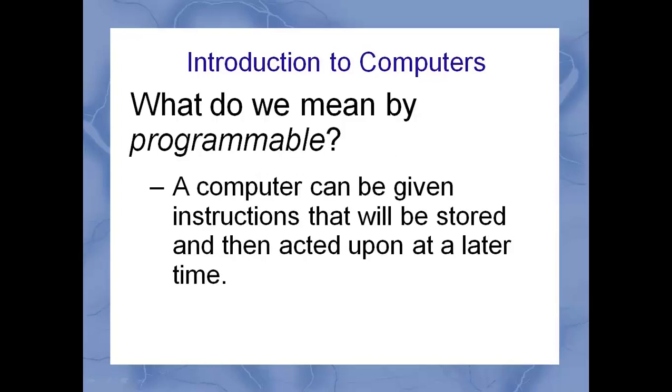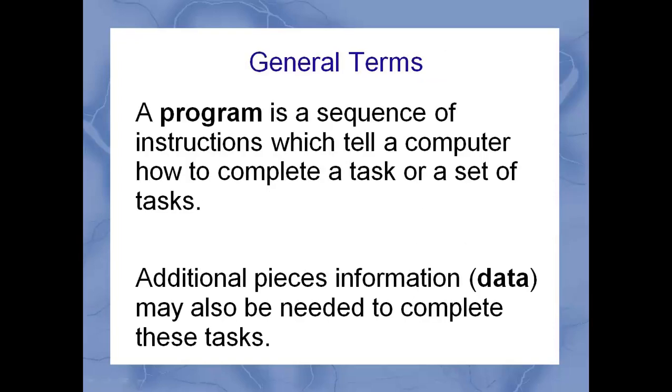Now the key word there was the word programmable. And what this means is that a computer can be given a set of instructions that can be acted upon. And those instructions can also be stored so they can be run over and over again. Now before we get any further, we need to discuss a couple of general terms that we need to understand for talking about computer systems.